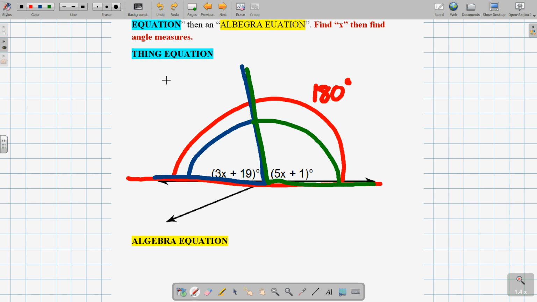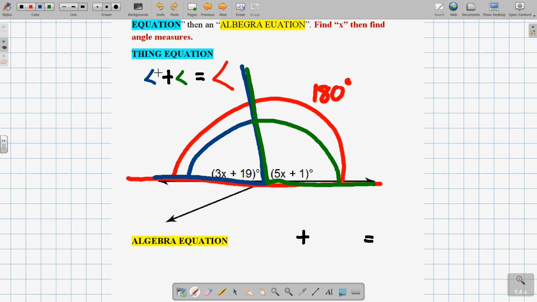This is what I mean by a thing equation. In this diagram, the blue angle plus the green angle equals the larger red angle. Notice that's a thing equation. I'm talking about things before I talk about numbers. Then we're going to circle, plug, chug. Circle, plug, chug. Chug just means do the problem.